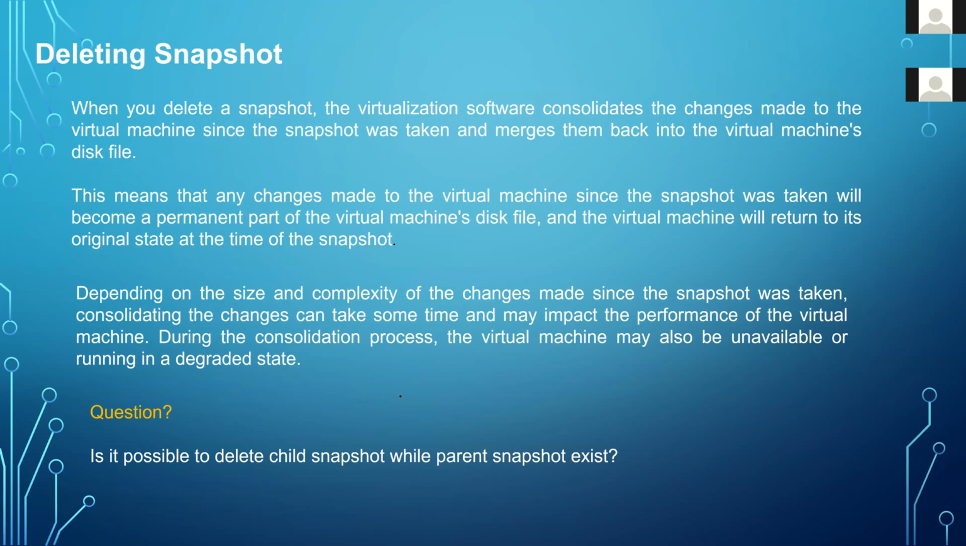So I have a question for you guys. Is it possible to delete a child snapshot while the parent exists? For example, if this is the original disk, this is the first snapshot, and this is the second snapshot, can I delete this one? If you think yes, please type Y in chat. If you think no, please type N in chat. So let's see what the answers are.